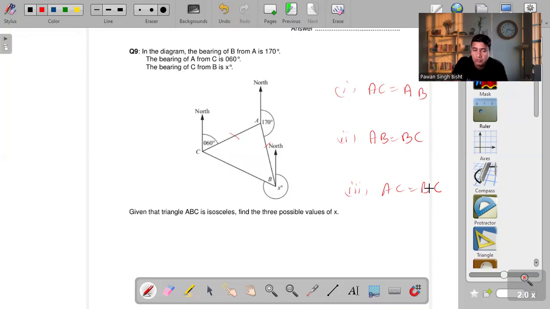So three conditions you have to take. Why we have to take the three conditions? Because it is not mentioned which two sides are equal of triangle ABC. So three possibilities are there. So we write all the three possible values of x, right? So this one is for you to try at your home. If you have a problem, you know where to find me. You can discuss this with me.